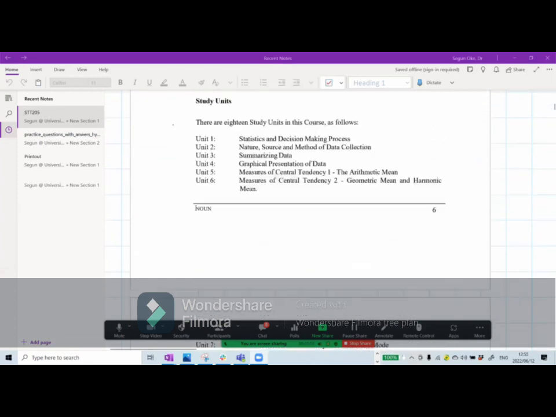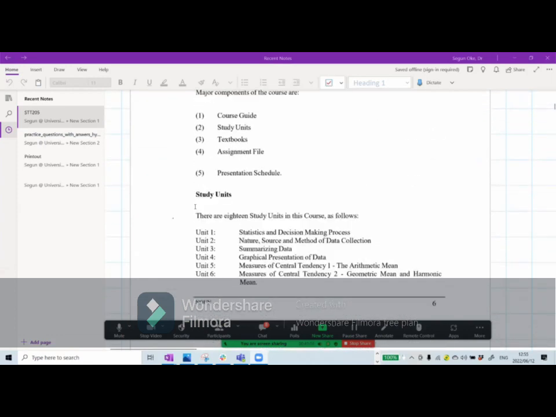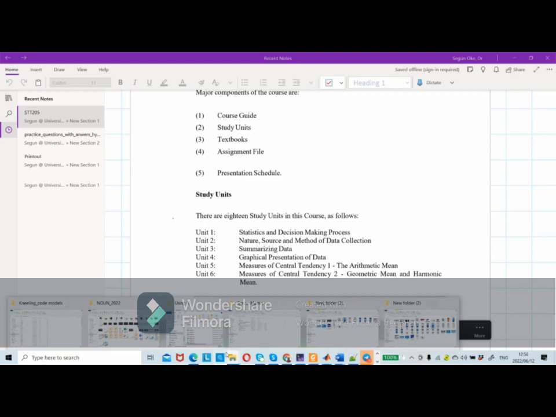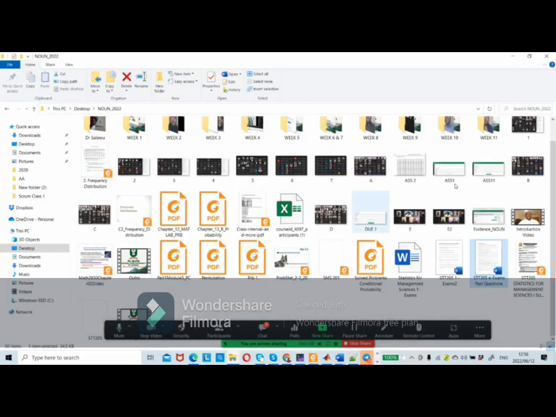Initially, from Unit 1, we talk about the decision-making process, we talk about data collection, we talk about summarizing data, we talk about graphical presentation of data, we talk about measures of central tendency, arithmetic mean, and measures of central tendency through geometric and harmonic. Now, I will open some of the past questions that I have sent to you guys. Then from there, we can look at it and see.